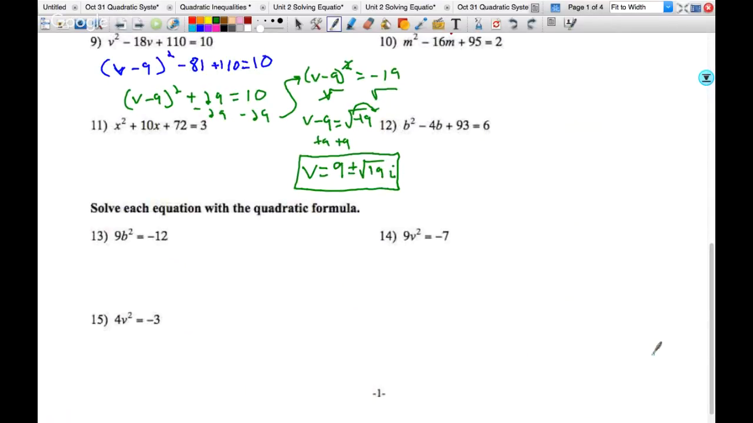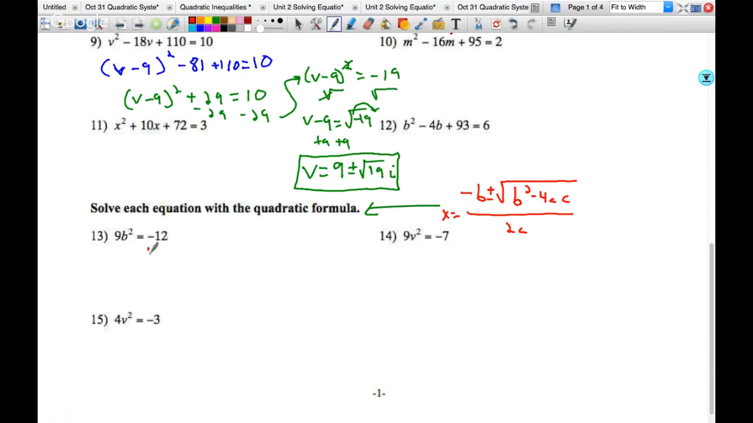Let's solve with the quadratic formula. I'll do number 13, since there's a little trick with 13 to make our lives a little bit easier. If I ever want to use the quadratic formula, first I should copy down the quadratic formula. The quadratic formula is negative b plus or minus the square root of b squared minus 4ac, all over 2a, equals x. And then I need to get my equation into standard form so that I can just plug the a, b, and c values into this equation.